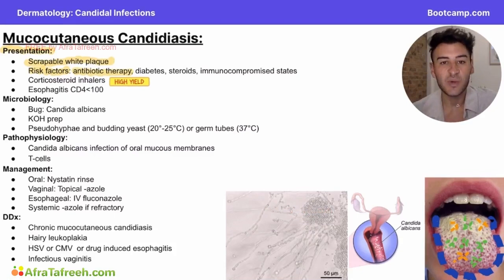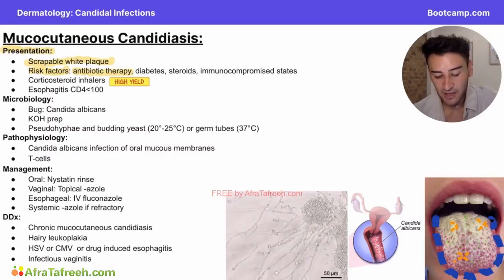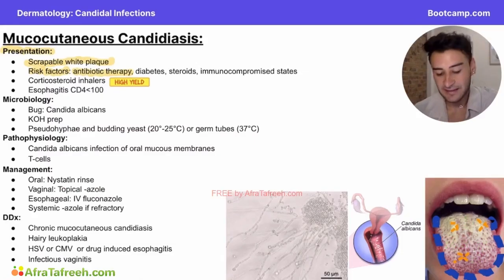And the thing is, when we give a patient antibiotics, it can knock out the normal flora, especially the bacterial flora, because antibiotics target bacteria, but they're not really going to do much to fungi. So all of our bacteria are going to be killed off from our antibiotics, and then it's going to give room for our Candida to really overgrow.